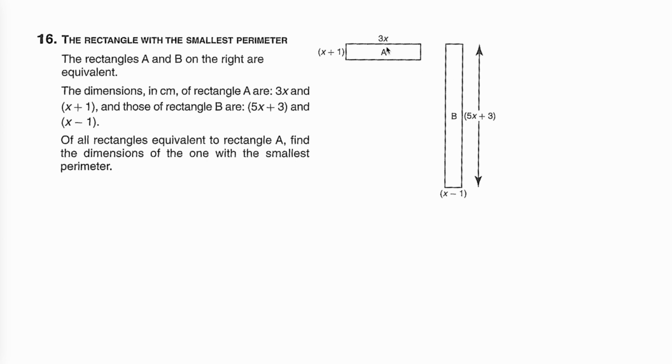We know that these two are equivalent. I'm going to use that to solve for x. The area of this rectangle is equal to the area of that rectangle, which is 3x times x plus 1 is equal to x minus 1 times 5x plus 3.